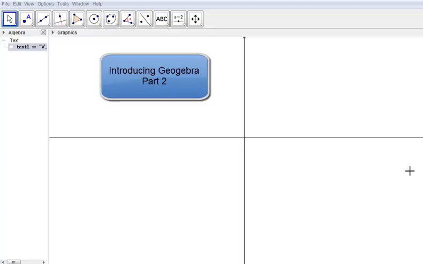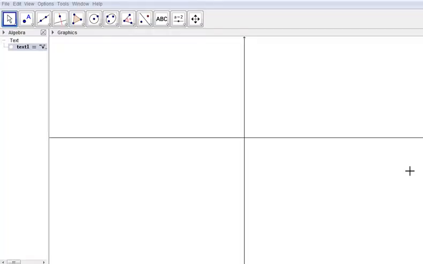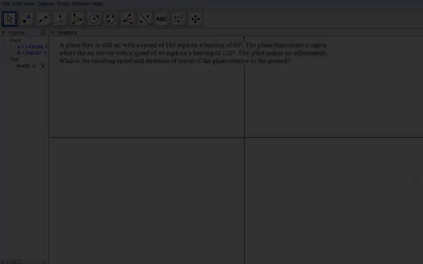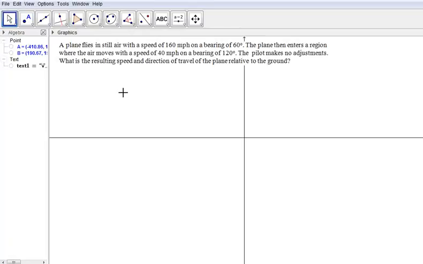Hi, I want to conclude this introduction to Geogebra by looking at a couple of problems where we can apply the functionality offered by Geogebra. The first problem we will look at reads as follows.